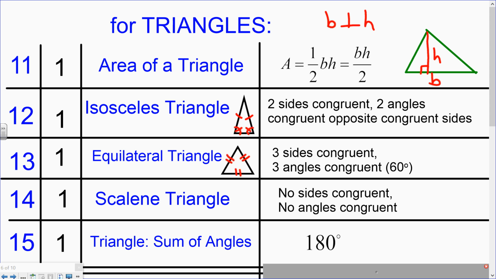Well, let's be a little bit careful. Those are both circle formulas. Are they both circumference? So which one would be circumference?